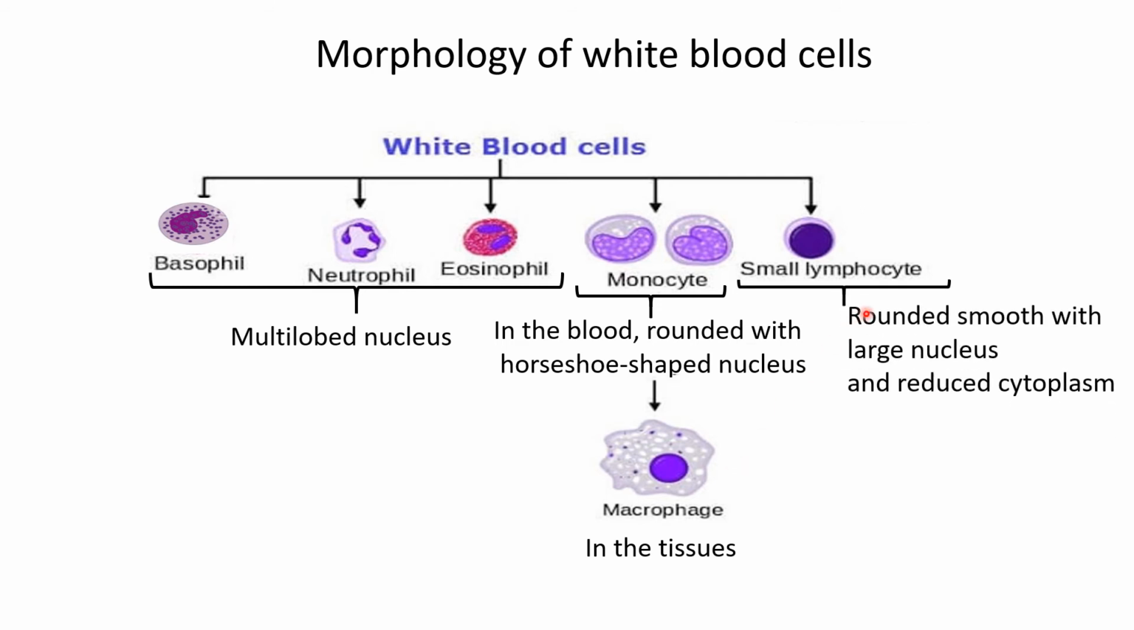The small lymphocyte is a bit different from the other white blood cells. It is rounded, smooth, because it doesn't have granules like the monocyte and like the eosinophils. It has a large nucleus and the reduced cytoplasm.